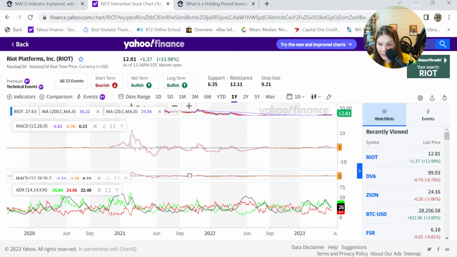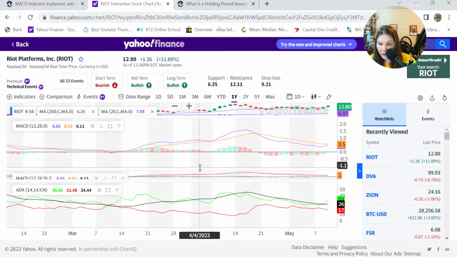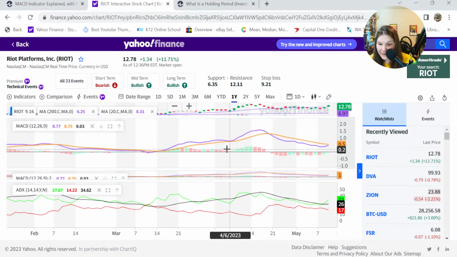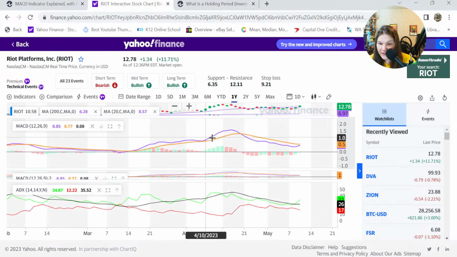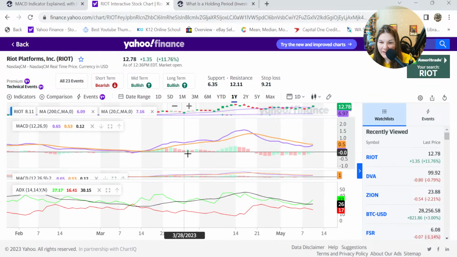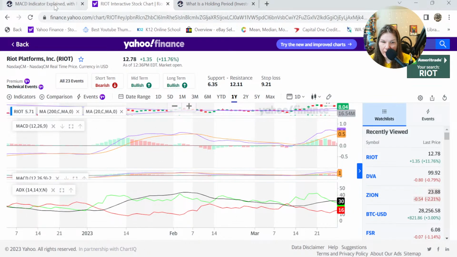Because the histogram, let's go and zoom in bigger. The MACD is the line. The histogram shows current, and this shows old. That's why it's not the same. I see.